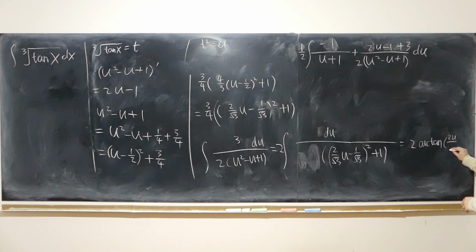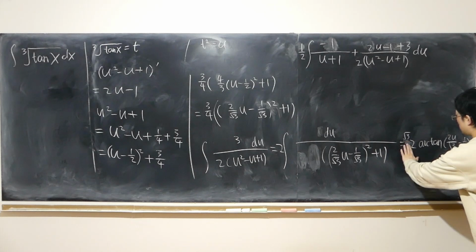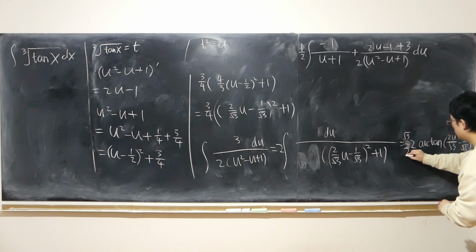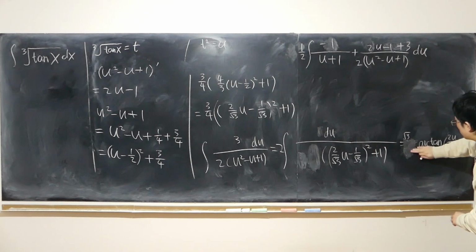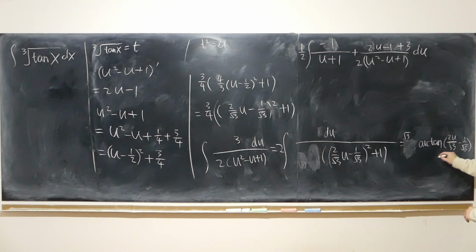2u over square root of 3 minus 1 over square root of 3, multiplied by the reciprocal of this constant, so multiplied by square root of 3 over 2. Square root of 3 over 2 times 2: the 2 and this 2 just cancel out. Square root of 3, no problem. Plus C later.